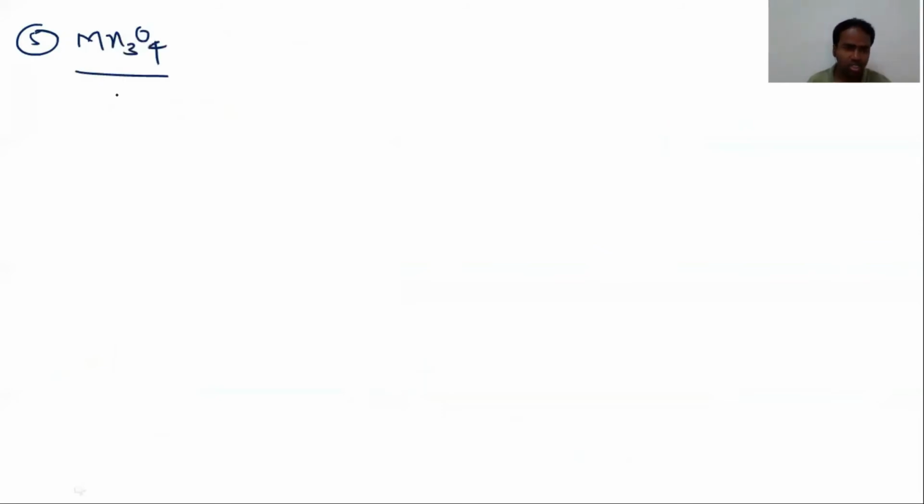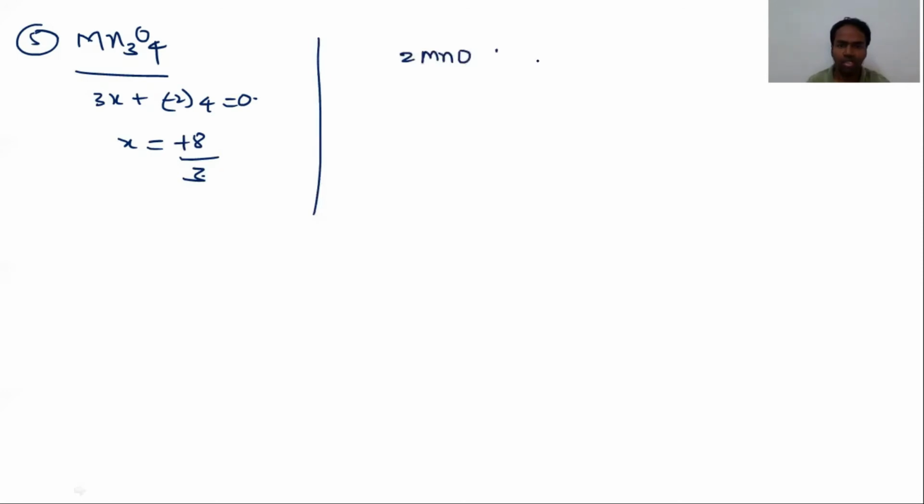So here also 3x minus 2 into 4 is equal to 0. Then x is equal to plus 8 by 3. So this is the oxidation state. Mn3O4 is the combination of manganese oxide and manganese dioxide. So this manganese is plus 2, this manganese is plus 4. So two manganese are plus 2, and one manganese is plus 4. So total plus 8 by 3.